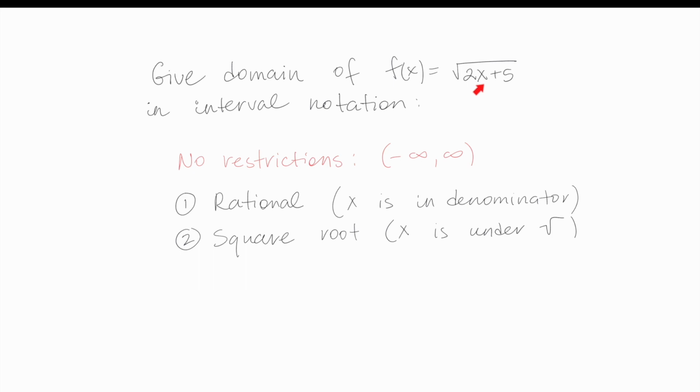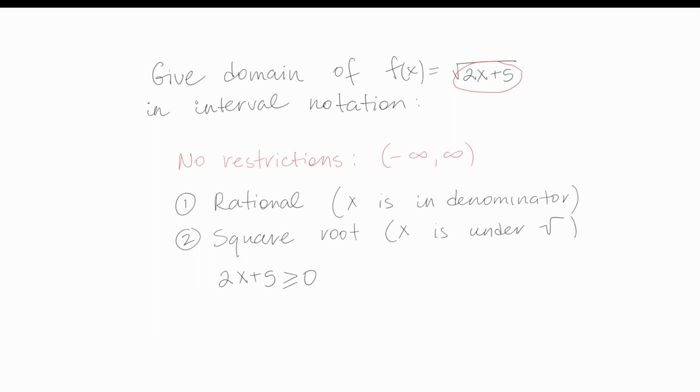It's actually very simple to find a domain when you have a square root function. All you have to do is take whatever is under the square root, in our case it's 2x plus 5, and solve the inequality 2x plus 5 is greater than or equal to 0. The reason for that is simple. Whatever is under the square root, the 2x plus 5 here, cannot be negative.